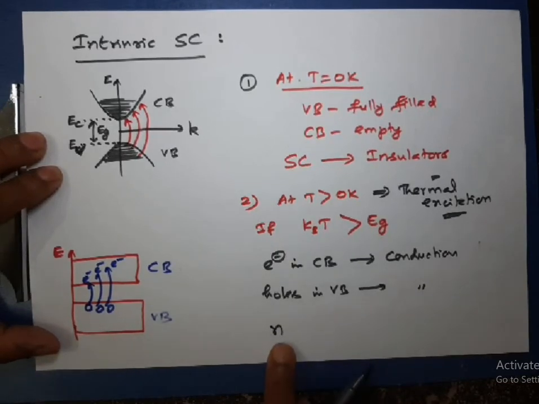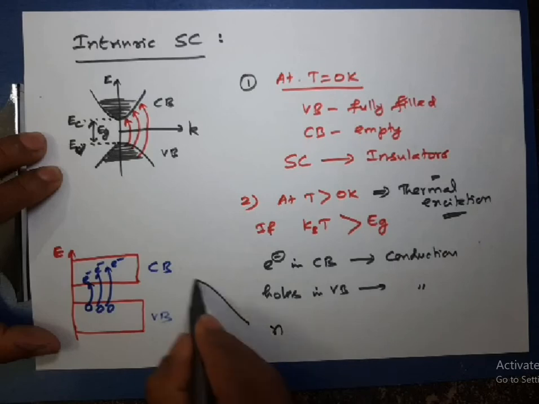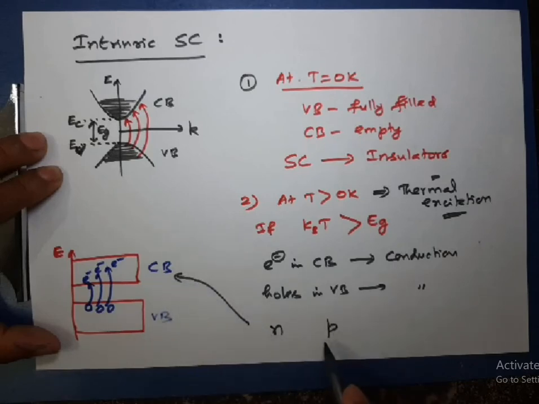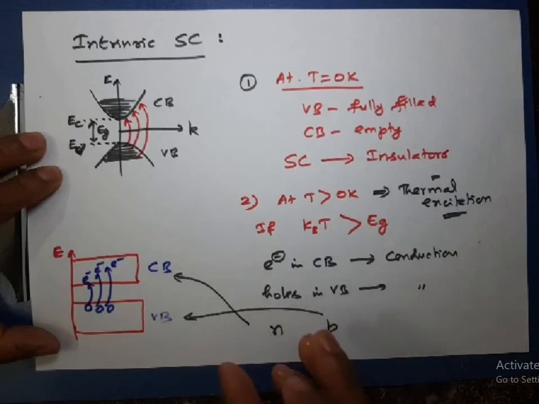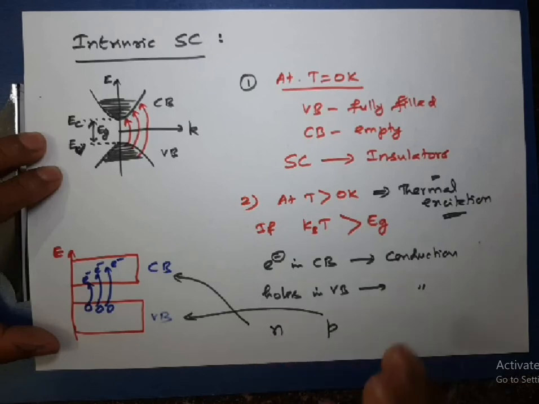Let me represent this as N. N means concentration of electrons in conduction band. P means concentration of holes in valence band. Why am I saying concentration? Concentration means number of electrons per unit volume. Here P means number of holes per unit volume, and N means number of electrons per unit volume.